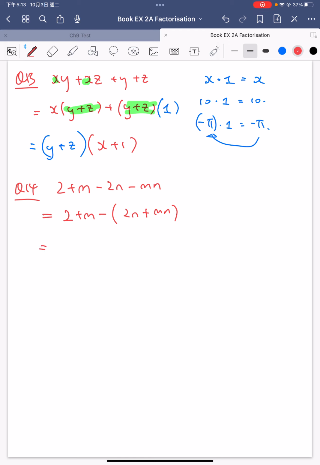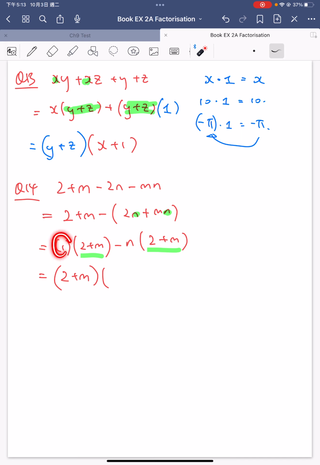So now the 2 plus m, there's no common factor, so just put the 1 there. And then we can take out our n as our common factor. So what we left is just 2 plus m. So now you can see that the 2 plus m is the common factor. We take the 2 plus m out, and what we left is just this 1 minus n. So we have 1 minus n as our remainder term.